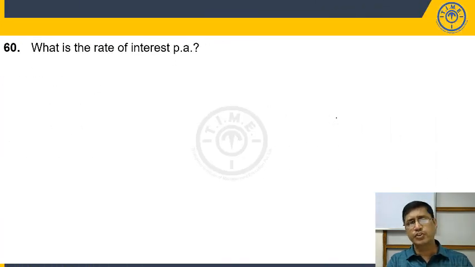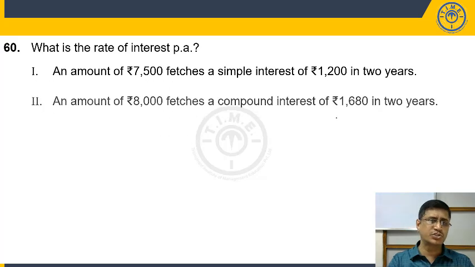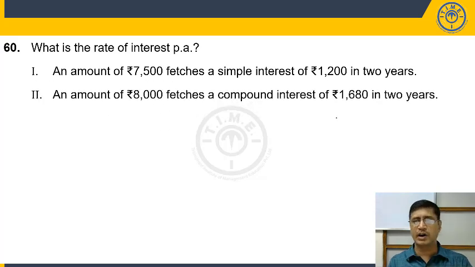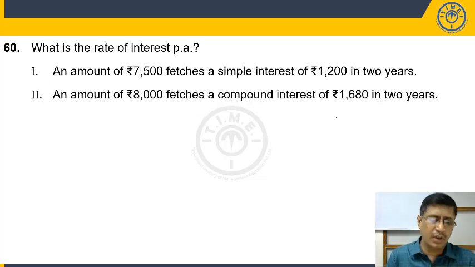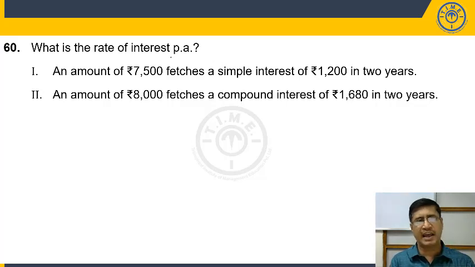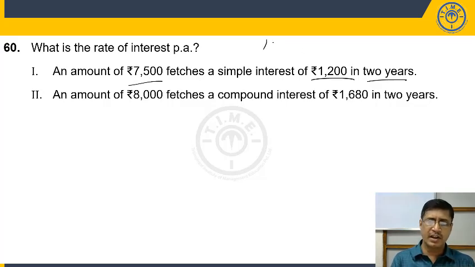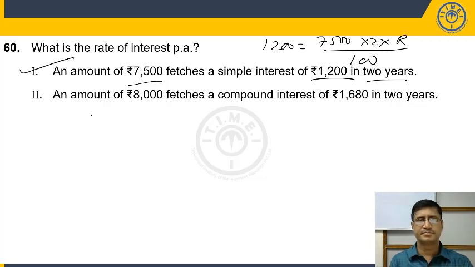Okay, in data sufficiency, you need not find the value; you need to check whether the given data is sufficient to answer the question or not. Okay, look at the next example. What is the rate of interest per annum? Statement 1: an amount fetches a simple interest of 1200 in 2 years. So 1200 is the interest, 7500 is the principal, time is 2 years, and R is to be found. Solving this we get the answer.